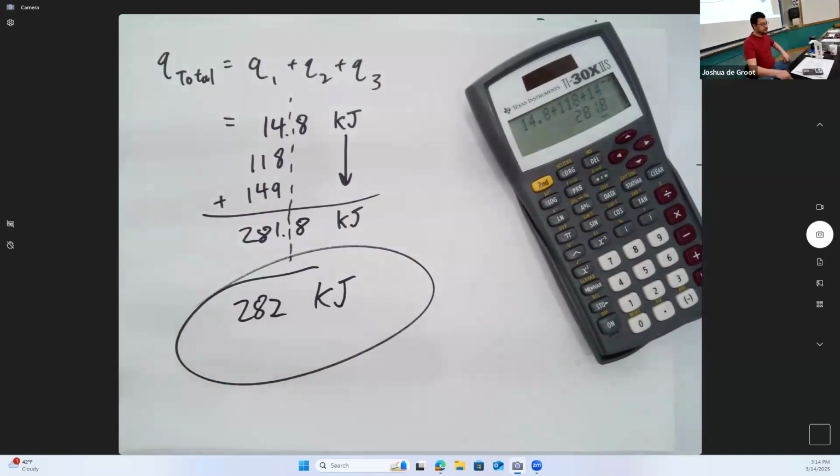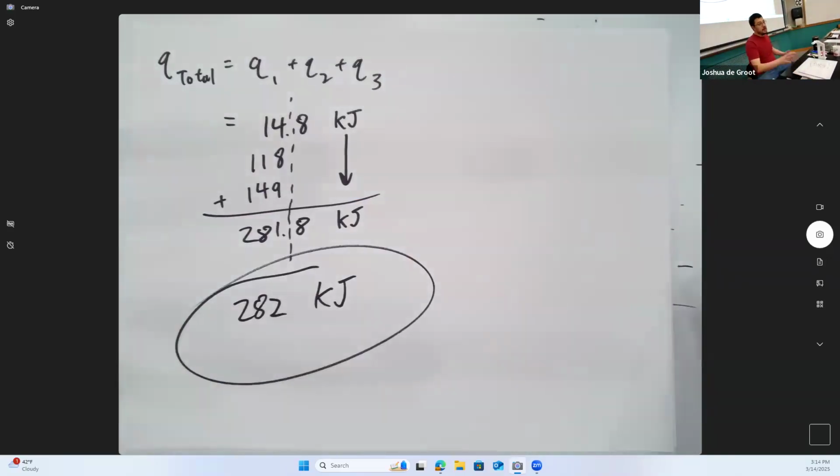And that's a positive number, which makes sense because we were absorbing heat the whole time. Said another way, if we had done the opposite calculation, then everything would be the negative versions of all those answers, and we would end up with negative 282 instead. If we were going from 100 Celsius water down to making it into an ice cube, down to keeping that ice cube at negative 20.